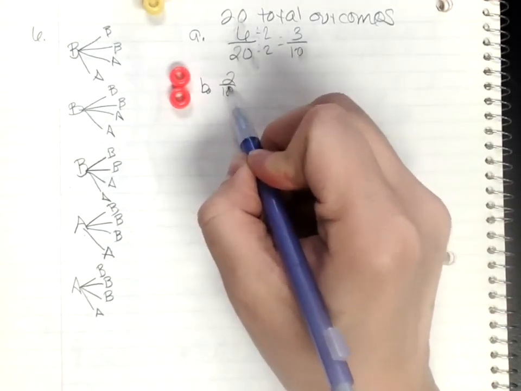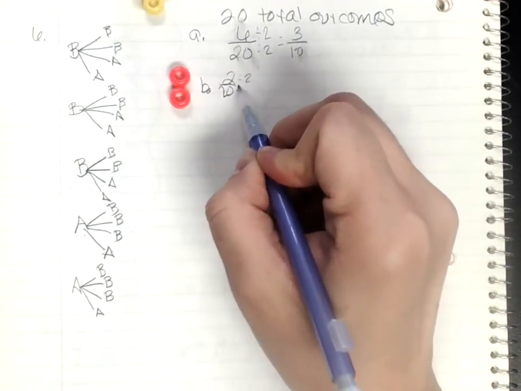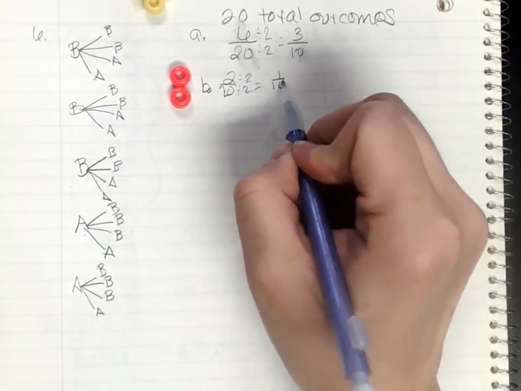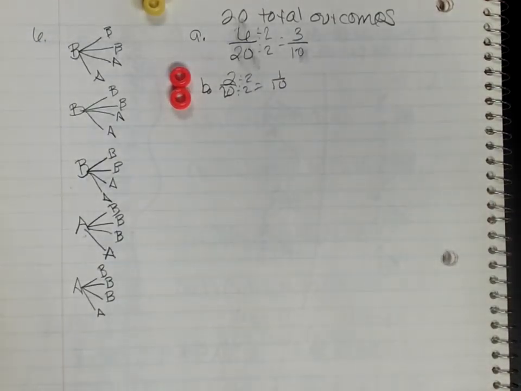2/20, and that reduced is? One-tenth, yes? Thumbs up or thumbs down?